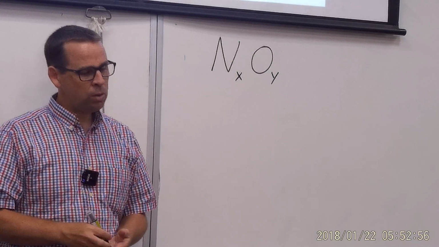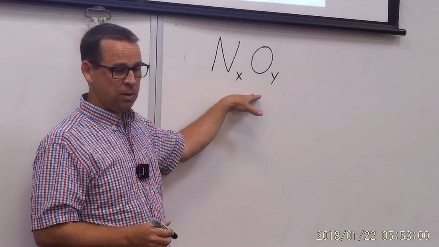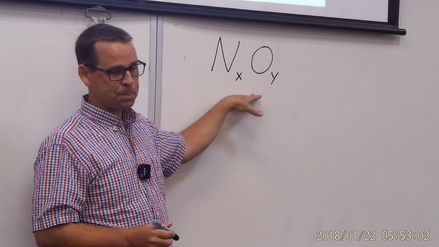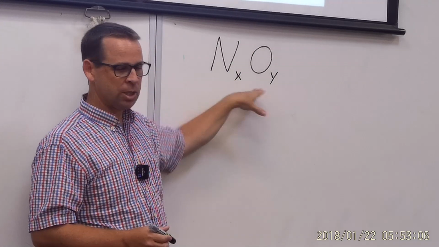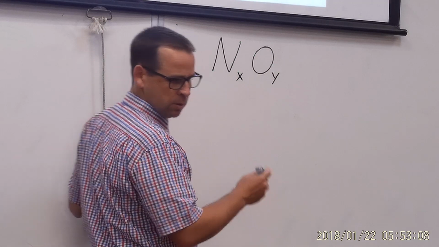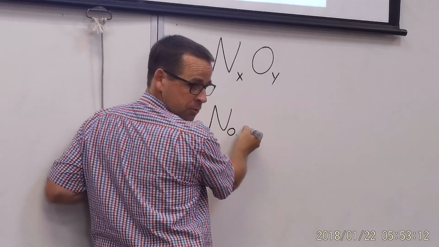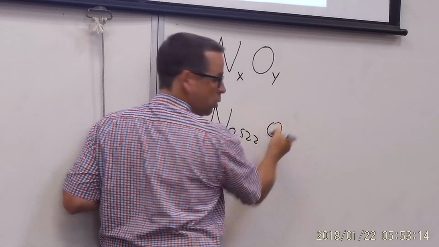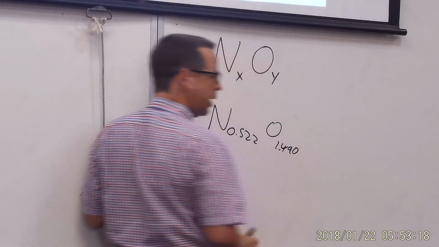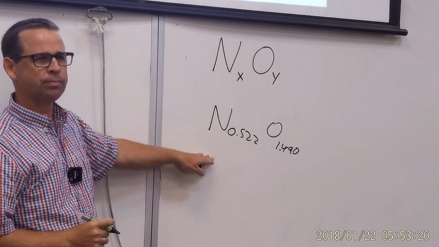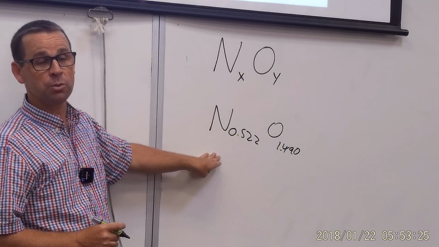Okay. So, from that information, I know how many grams of nitrogen and grams of oxygen. Can I just put those numbers down? N 0.522 and O 1.490. Is that okay? No, why not? What if I simplified them down to whole numbers? Would that be okay?